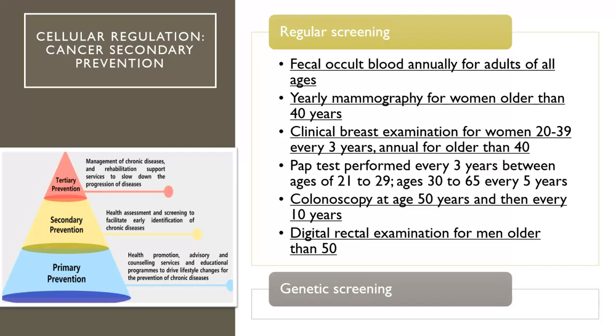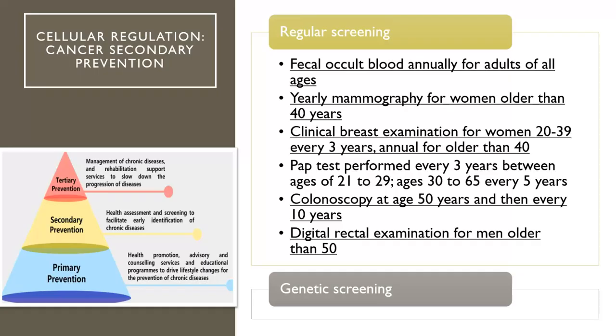Secondary prevention, remember, is screening. So regular screening: looking for fecal occult blood annually for adults of all ages, yearly mammograms for women older than 40, clinical breast exam for women 20 to 39 every 3 years, and then annually for women older than 40. A Pap test is performed at least every 3 years between age 21 to 29, and for women 30 to 65 it is every 5 years.